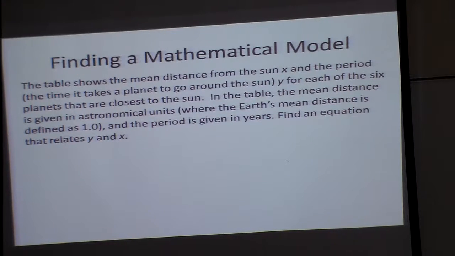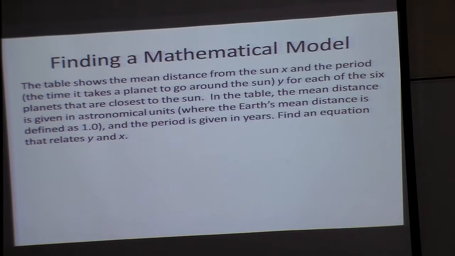Here it comes. We're going to have a table that shows the mean, meaning average distance from the sun, which will be x, and the period. Now remember about periodicity? It's the time it takes a planet to go around the sun in this particular problem. We're not going around the circle like we did with our radians, but the period of time to go around the sun, y, for each of the 6 planets that are closest to the sun.